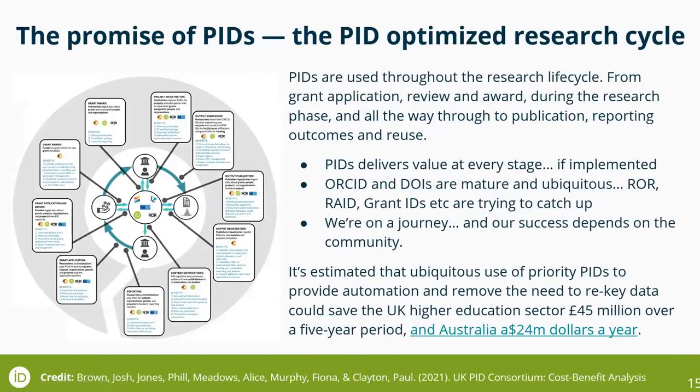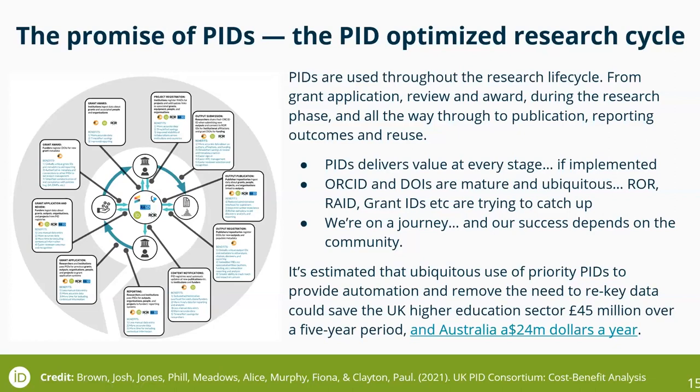And this is the detail of why. The promise of PIDs is that they optimize the research cycle. PIDs are used throughout the overall research life cycle, from grant application, review, and award, through every research phase, and all the way to publication, reporting, outcomes, and reviews. The value of PIDs can be delivered at every stage, but of course, it needs to be implemented and adopted through best practices. The overall research community is still on this journey, and our success depends on everyone's contribution and commitment.